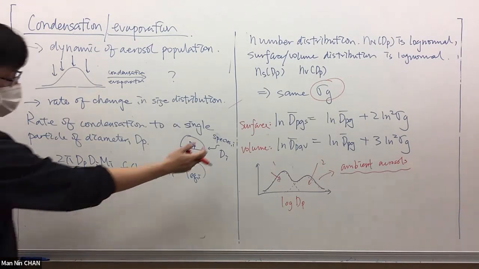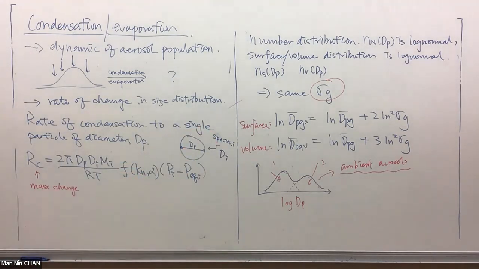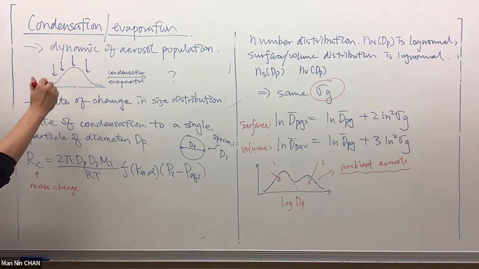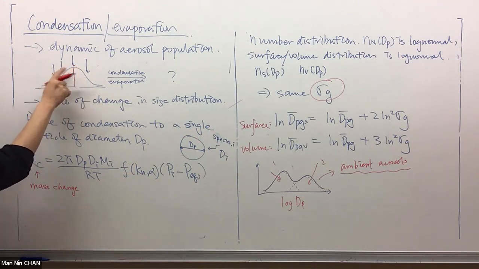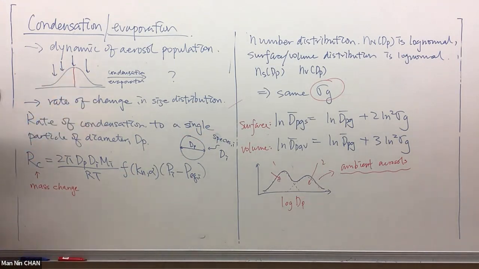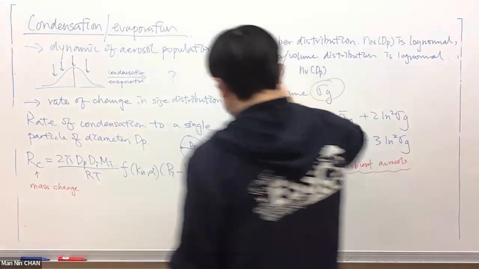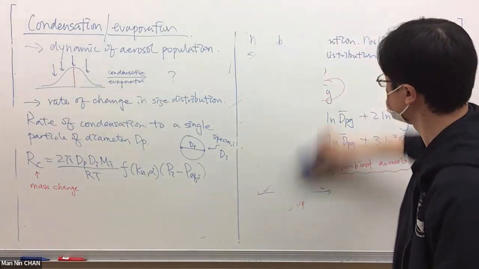Right, because you have some species, say, condensed to the particle, and then you have some mass change here. But now we are not just looking at a single particle, right? We are talking about our aerosol population, so therefore you need to apply these to an entire population.